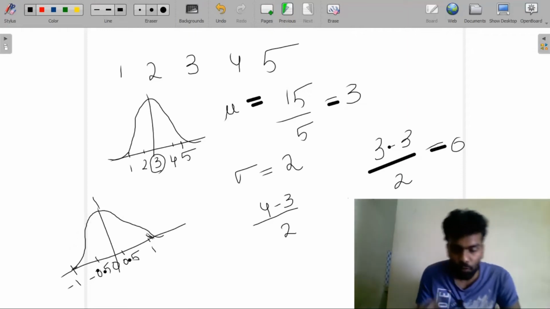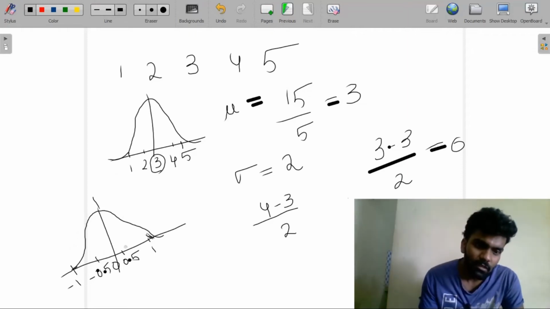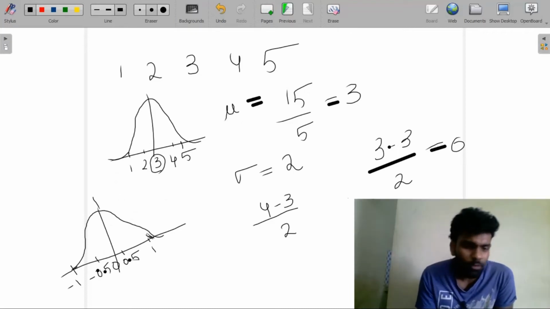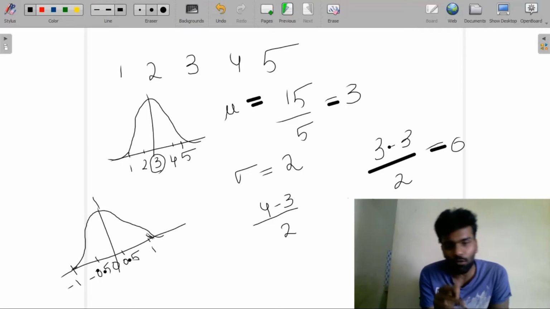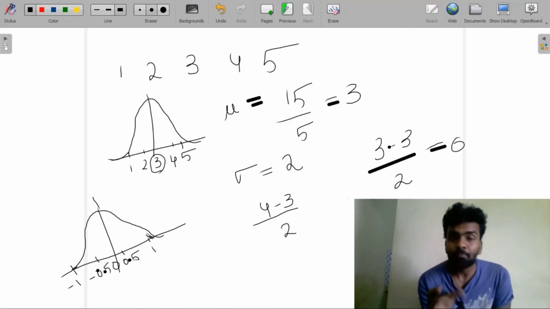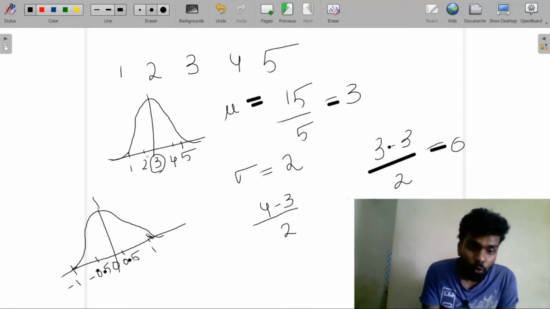So what's the meaning of this? What's the meaning of this 0.5? What's the meaning of this 1? What's the meaning of minus 0.5? What's the meaning of minus 1? These are all the z scores, right? What I just mentioned. So 0.5 means the point 4. This is the z score of 4, right? The 0.5 is the z score of 4.